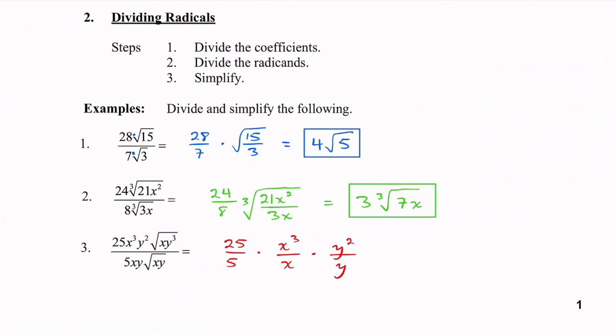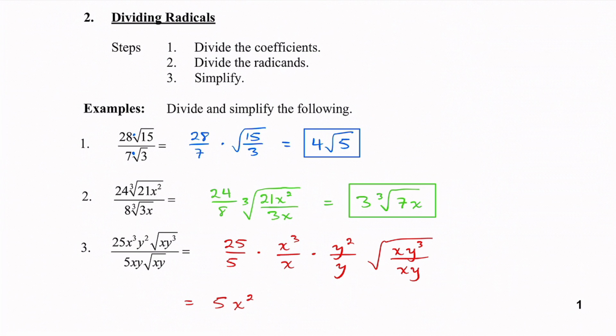So that's all of my coefficients, and then I'm going to have my square root, and inside was an xy cubed being divided by an xy. So to simplify this, 25 divided by 5 is just 5. The x cubed divided by x, that is x squared. Remember our exponent rules. You take the exponents, and when you're dividing, you subtract them. So it's a 3 subtract a 1.